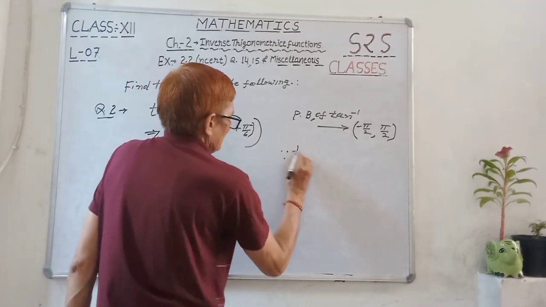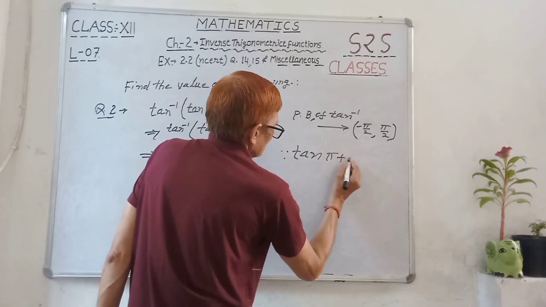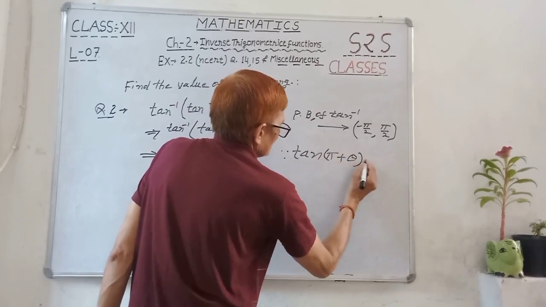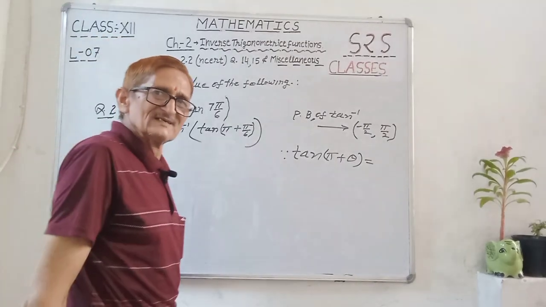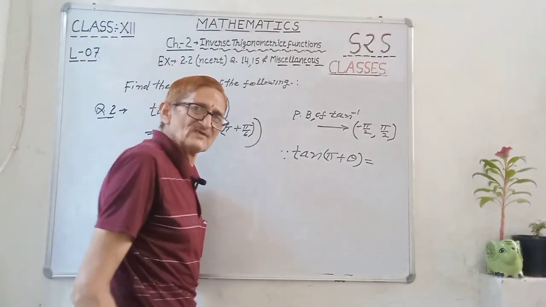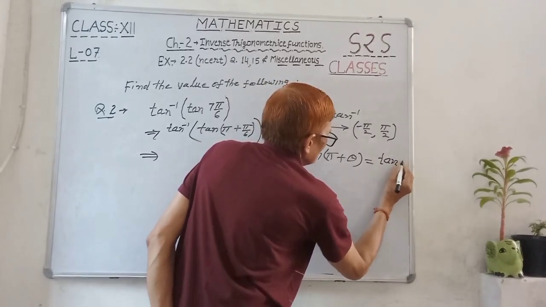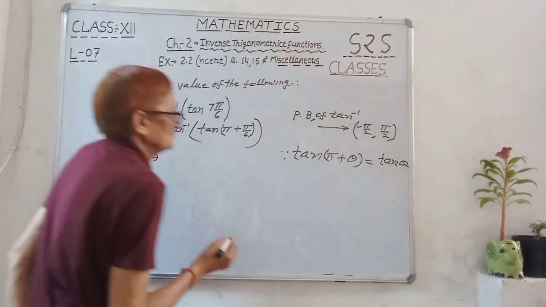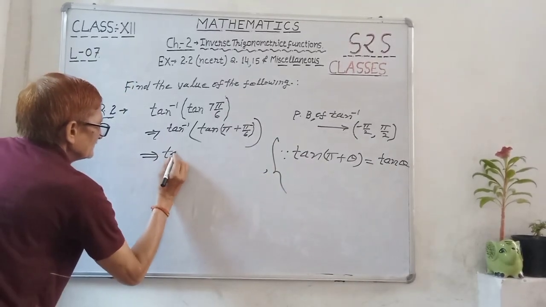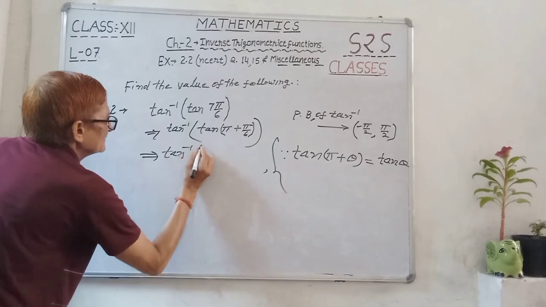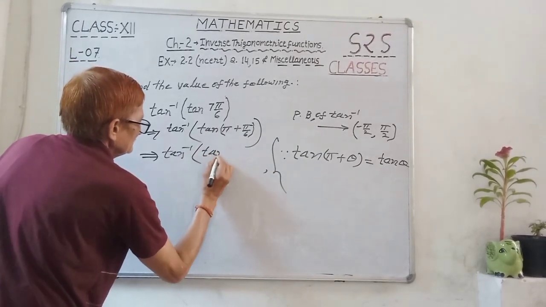What is the formula? Tan of pi plus theta, from class 11. It is in the third quadrant, since pi plus something lies in the third quadrant, and in the third quadrant tan is positive, so it is tan theta. Using this, tan inverse of tan of pi plus theta is tan theta.